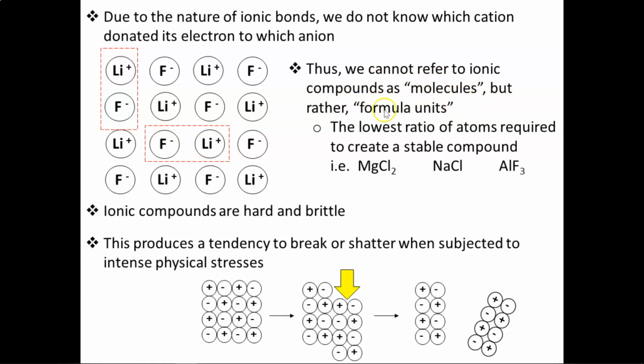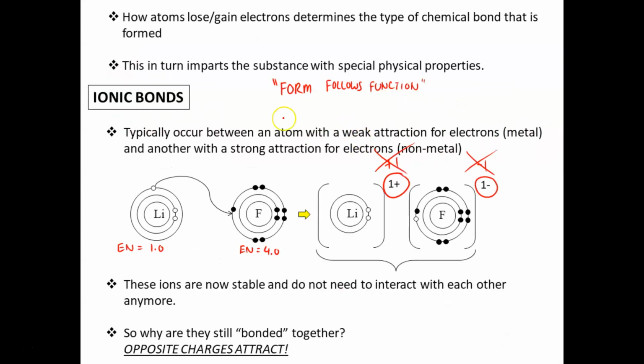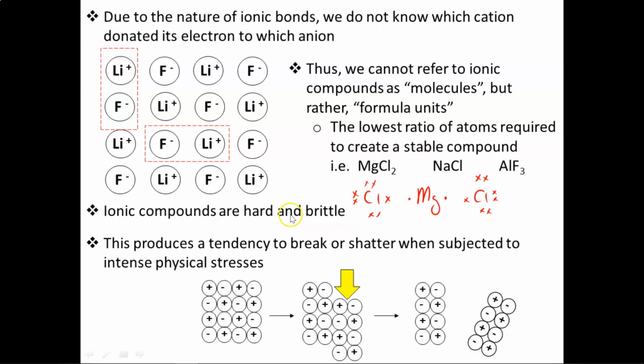Instead, you're going to call them formula units, which is defined as the lowest ratio of atoms required to create a stable compound. So in the example of lithium and fluorine, you only need one lithium atom and one fluorine atom to exchange electrons in order to achieve stability. You don't need two lithiums or two fluorines, just a 1-to-1 ratio is necessary. Similarly, magnesium chloride only requires one magnesium for every two chlorines in order to donate their electrons in a way that allows them to achieve stability, while sodium chloride has a 1-to-1 lowest ratio and aluminum fluoride has a 1-to-3 lowest ratio.